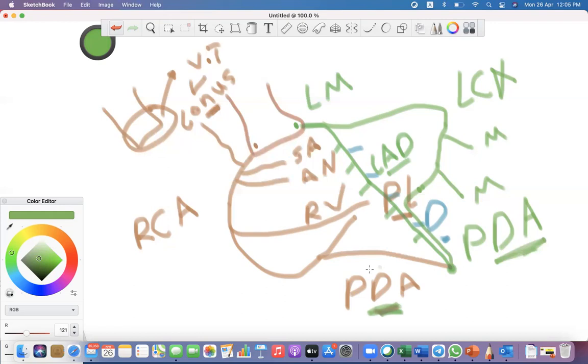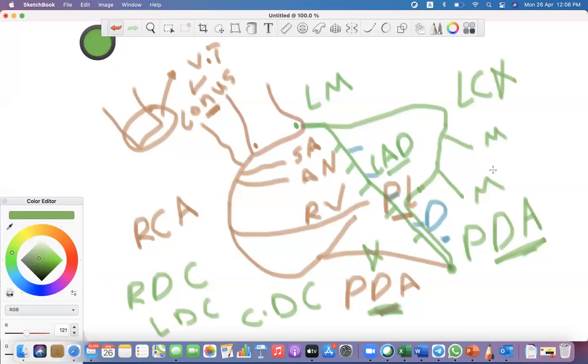Yes. According to the PDA, we divide the coronary circulation into right dominant circulation, in which the PDA arises only from the right coronary artery, and there is no PDA from the left circumflex. Or it may be left dominant circulation, in which the PDA arises from the left circumflex and there is no PDA from the right coronary artery. Or it may be a co-dominant circulation in which there are two PDAs, one from the right coronary artery and the other one from the left circumflex. So this is the coronary circulation with its branches.